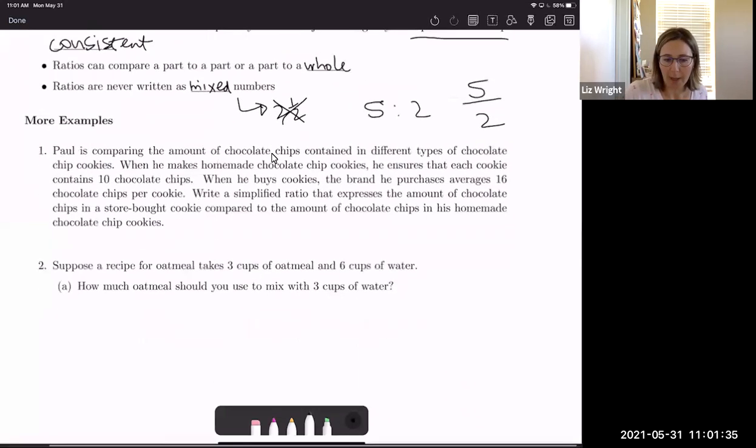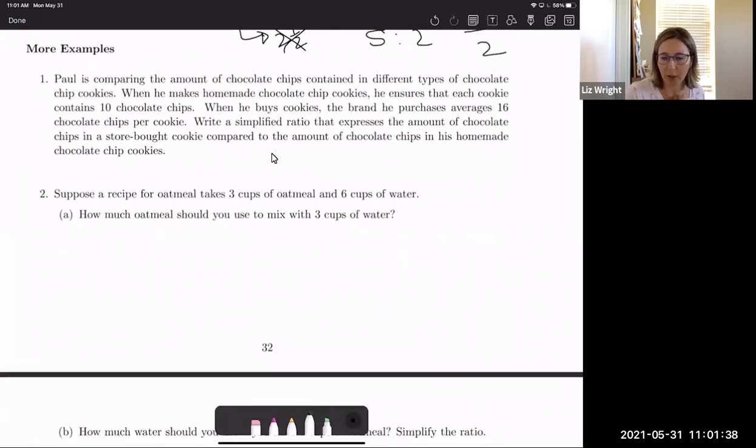Okay, so number 1, Paul is comparing the amount of chocolate chips contained in different types of chocolate chip cookies. When he makes homemade chocolate chip cookies, he ensures that each cookie contains 10 chocolate chips.